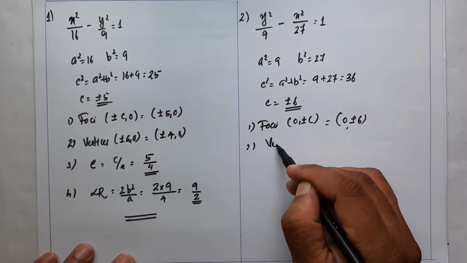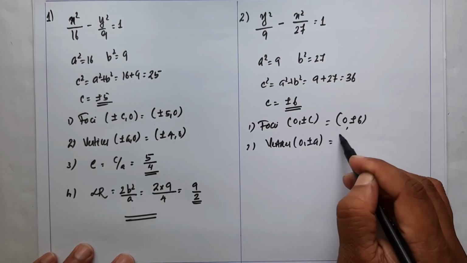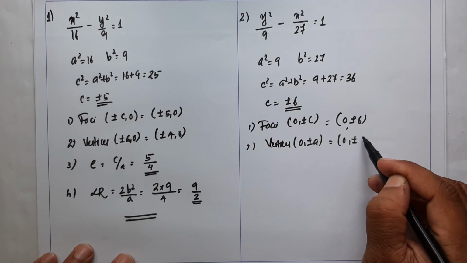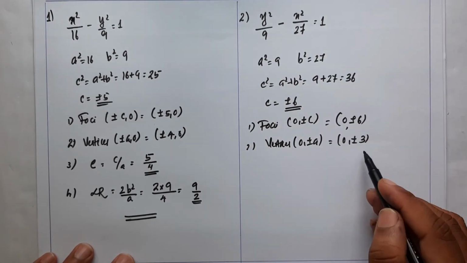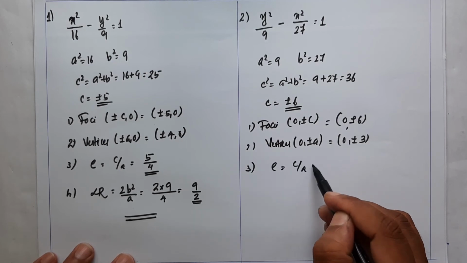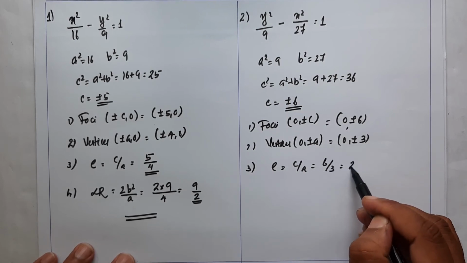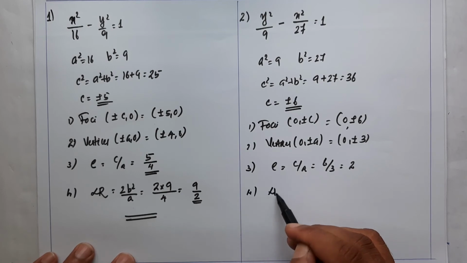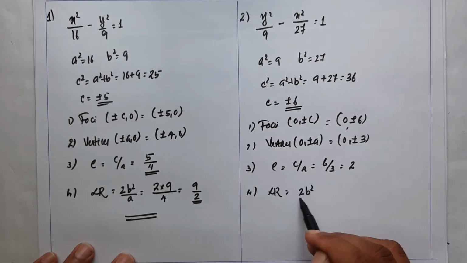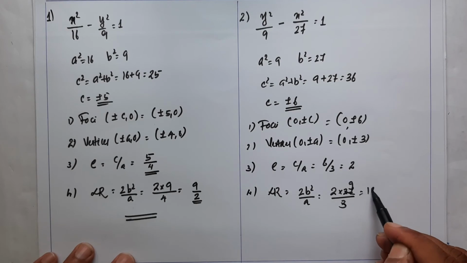Second is vertices. Vertices means 0 plus or minus a, that is 0 plus or minus 3, because a square is 9 and a equals plus or minus 3. Then third is eccentricity, you know the formula c divided by a. Here c corresponds to 6, and we consider only the positive value, a corresponds to 3, so the answer is 2. Our fourth question is latus rectum, that is 2b square divided by a, which is equal to 2 into b square is 27 divided by a is 3, 9, which is equal to 18.